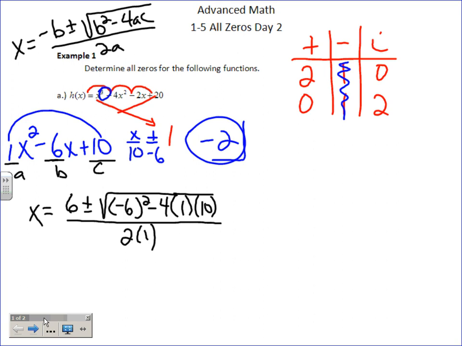But so we'll move up here. 6 plus or minus square root. Well, now I got to work on this. Well, what is negative 6 squared? We're at this step right here. 36. Now here is a spot for people to mess up.